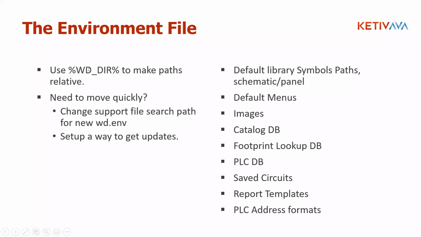I use the WD_DIR path. And if you need to move that quickly, all you do is redirect to where the WD is found, and then set a way to get updates. So you have to sync. So let's say you had it shared on a network and you have to go off site, or your network goes down, your VPN goes down. If you can get a copy of that, set it locally, and then go to options and your support file search path and point those paths to that local directory, everything will work. So that's the benefit of this WD_DIR.